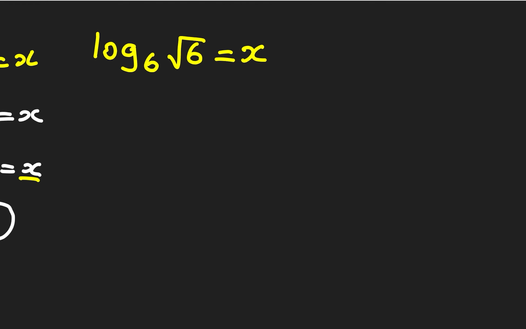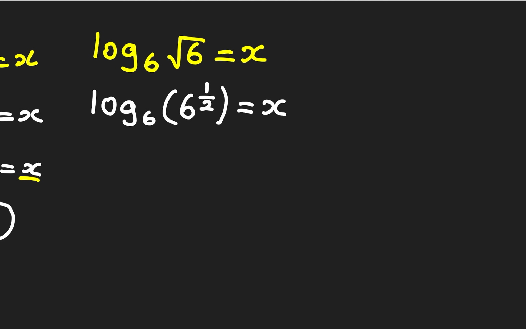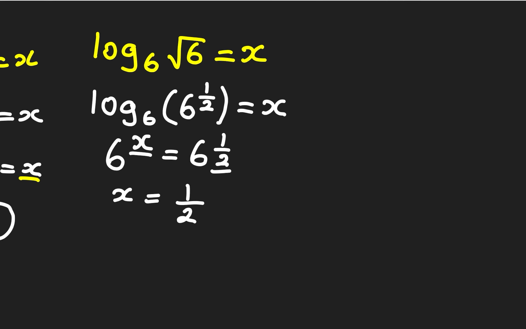let's now simplify it even more. So log base 6 of, so root 6 could also be written as 6 to the power of 1 upon 2, and this equates to x. Alright, now just the same way we've done in the previous question, let's put this into the exponential format. So 6 power x equates to 6 power 1 upon 2. And visually, we could say that x equals 1 upon 2. Perfect.